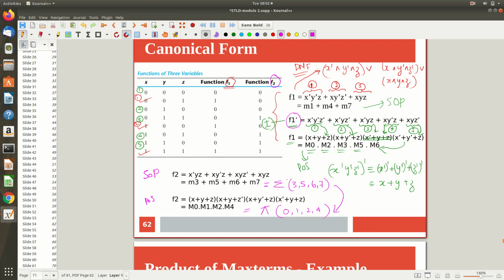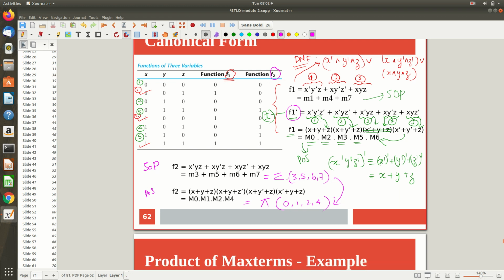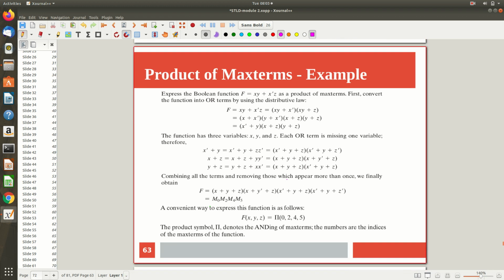But see, in the exam they can ask you anything: write the equivalent SOP expression or POS expression. It is very easy, just look at the truth table and you can write. This is one way of doing it. Now let me quickly tell you another way also. Sometimes they may give you an expression like this. So here this is the function I am having.